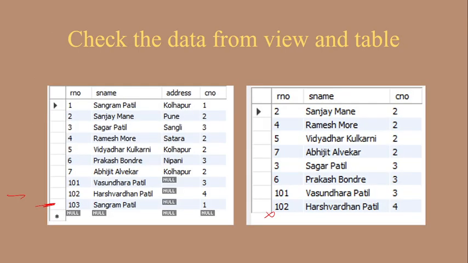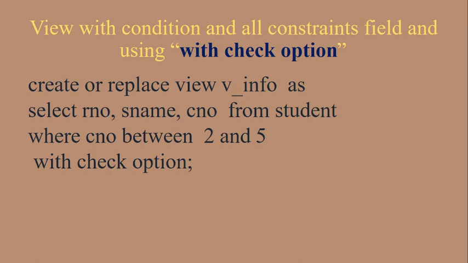So if we want to check the condition which we have mentioned while inserting a record, while updating a record, or while displaying the record, in that case we use the with check option. So I am repeating one more time. The condition which we have mentioned here will be checked only while displaying the records.